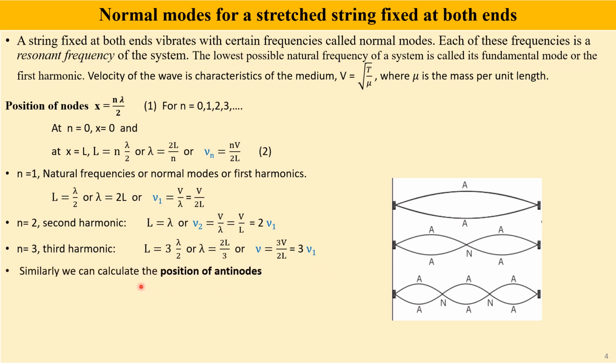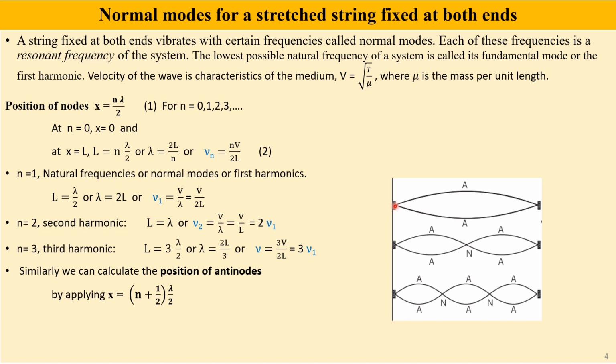Similarly, we can calculate the position of antinodes. The antinodes are represented by the capital letter A in the diagram. We can find the positions of antinodes using the formula x is equal to (n plus half) into lambda by 2. Please see the figure on the right hand side.